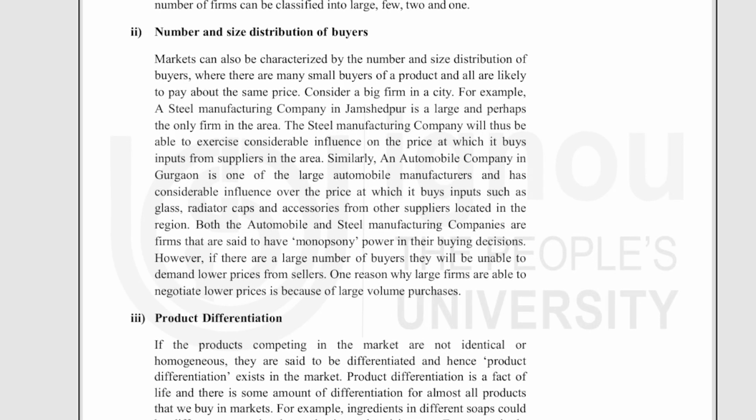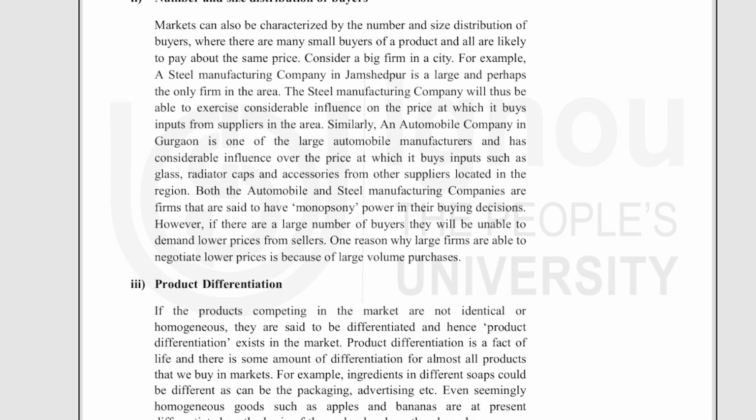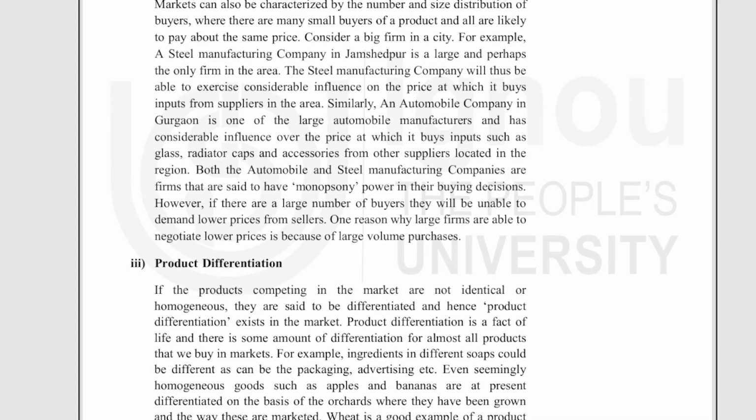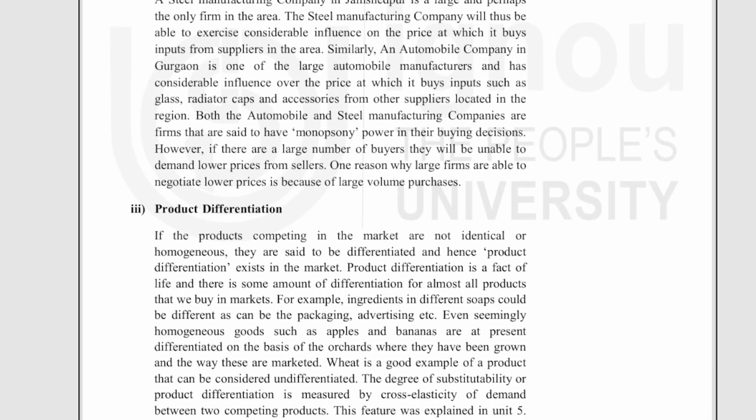Next is number and size distribution of buyers. A market can also be categorized by the number and size distribution of buyers, where there are many small buyers of a product and all are likely to pay about the same price. And consider a big firm in a city. An example: a steel manufacturing company in Jamshedpur is a large and perhaps the only firm in the area. Okay, so please go through your study material also. You can read this example from your chapter.